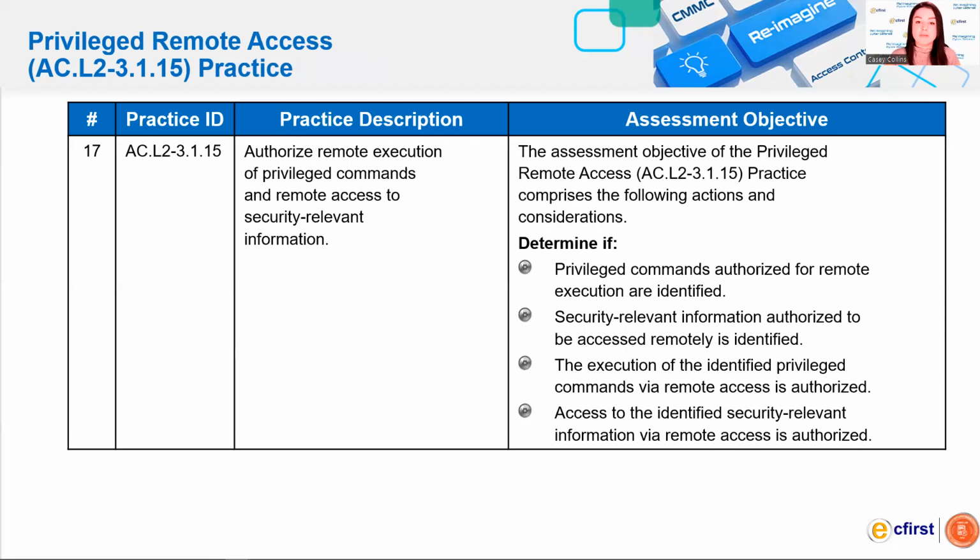Privileged remote access. We want to authorize remote execution of privileged commands and remote access to security relevant information. So we want to determine if privileged commands authorized for remote execution are identified, security relevant information authorized to be accessed remotely is identified, the execution of the identified privileged commands via remote access is authorized, and access to the identified security relevant information via remote access is authorized.